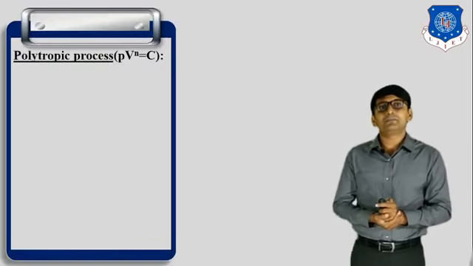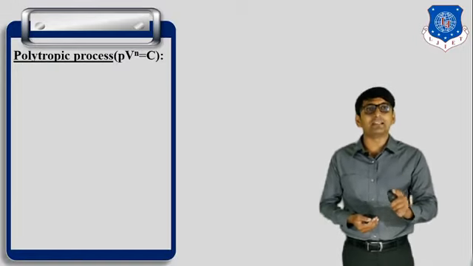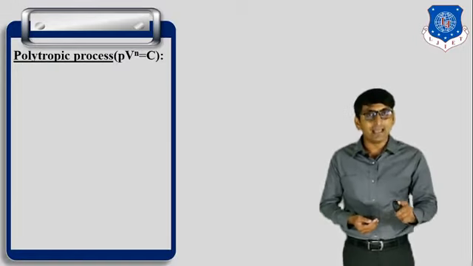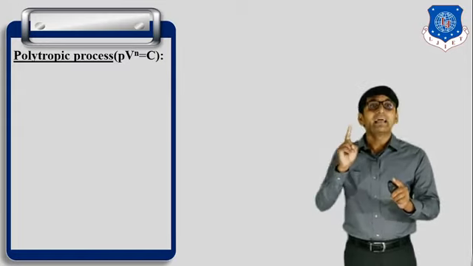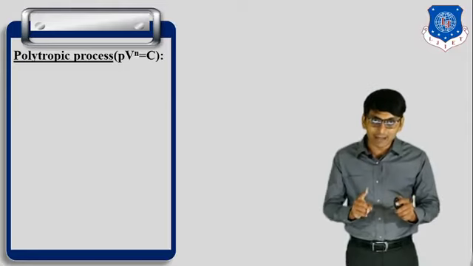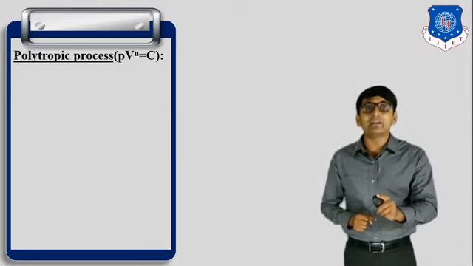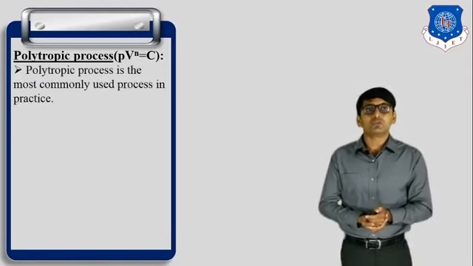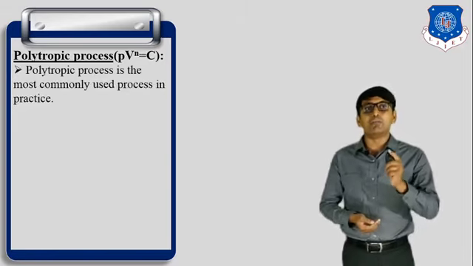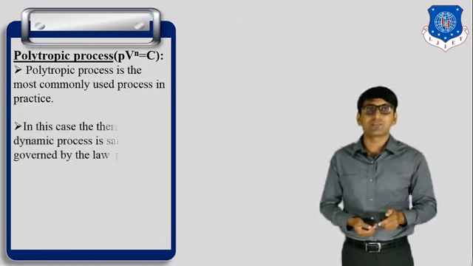Now we start with the polytropic process. The formula of the polytropic process is PV^n = C. Here n is the polytropic index. In the adiabatic process, gamma is the adiabatic index; in the polytropic process, n is the polytropic index. The polytropic process is the most commonly used process in practice.